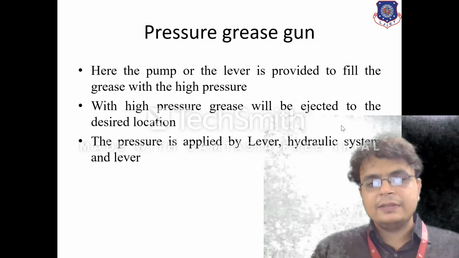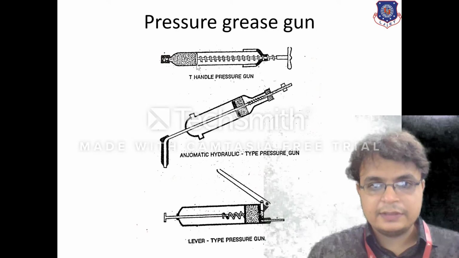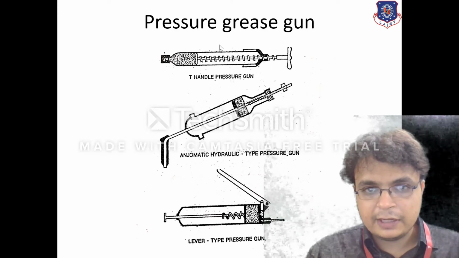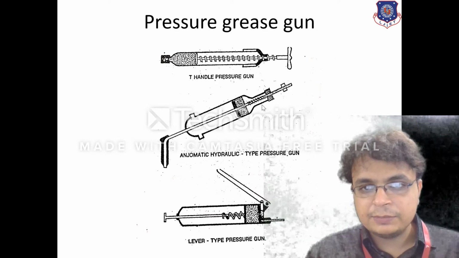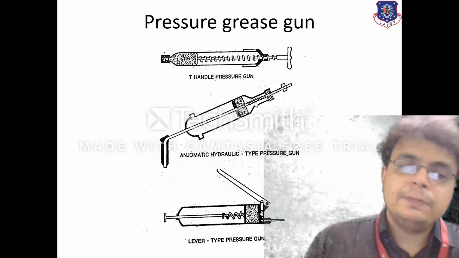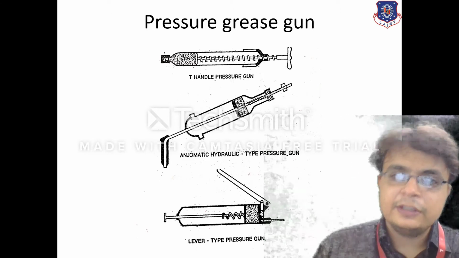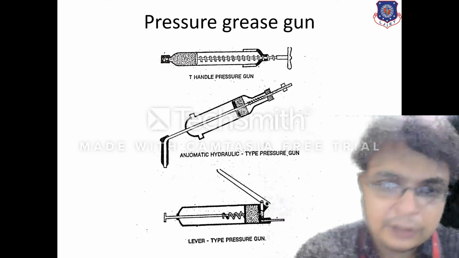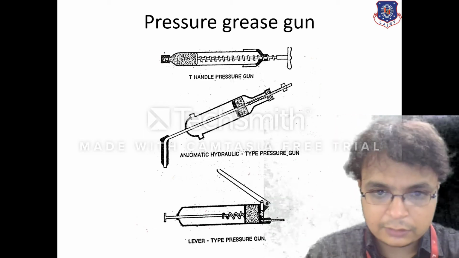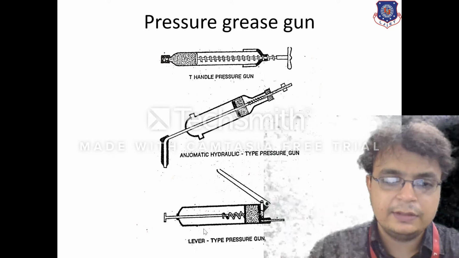Basically, we can see the lever and hydraulic system in it. Here we can see the pressure being applied with the help of the lever. Here also a lever is provided, which will apply the pressure. Here it is automated hydraulic, provided with an inclination so that the pressure is created by itself, and it can be sent with the least effort.